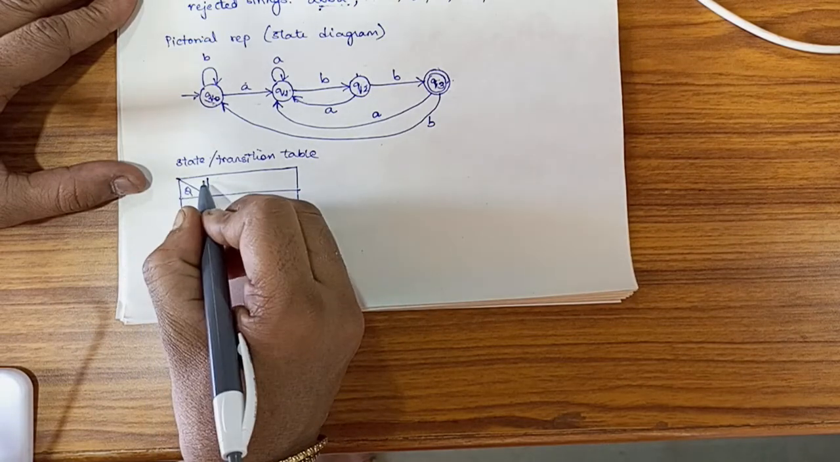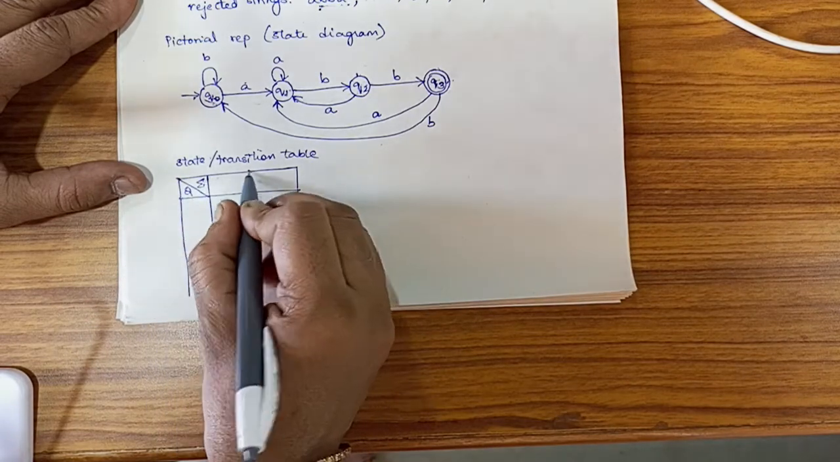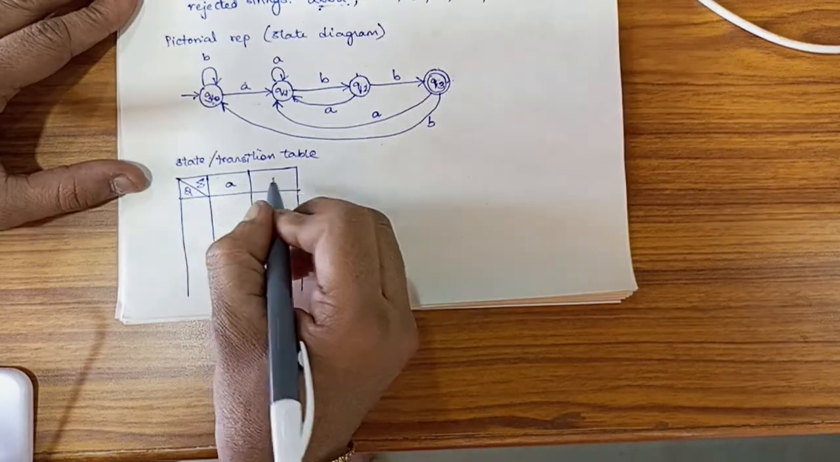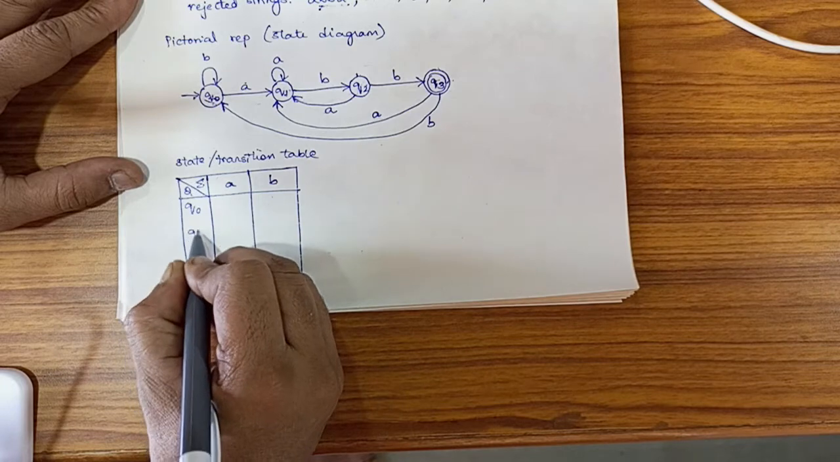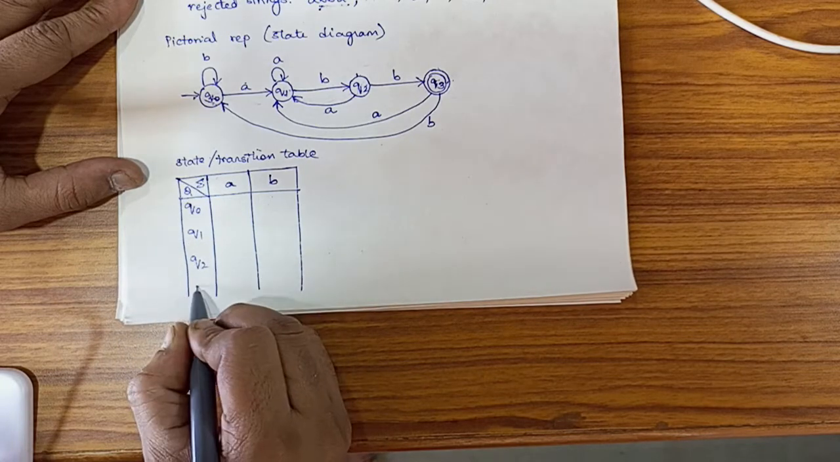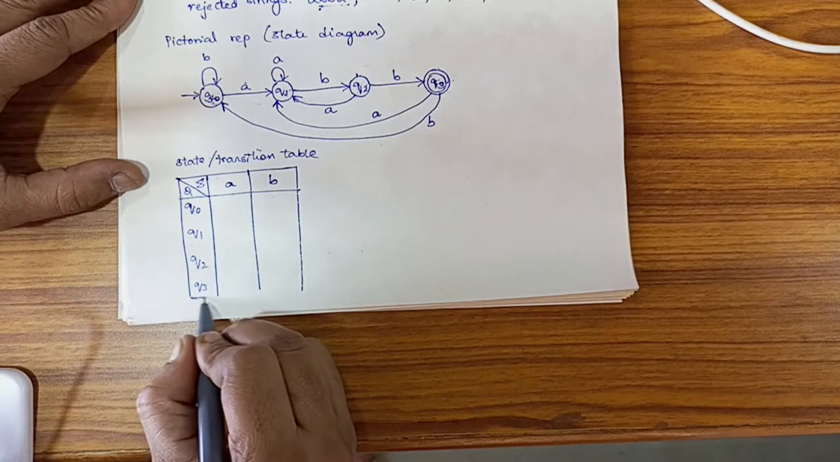So I need a set of states, I need the set of input symbols. I have 2 input symbols A and B. I have 4 states Q0, Q1, Q2, Q3.